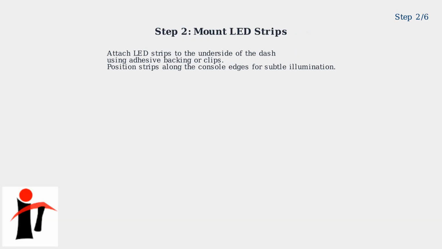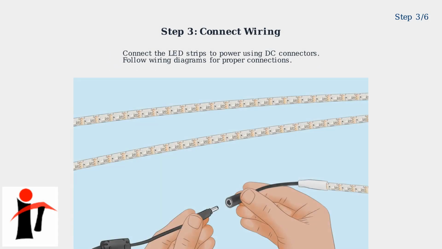Next, mount the LED strips. Apply them to the underside of the dashboard using the adhesive backing or provided clips. Position the strips along the edges of the center console to ensure even, subtle lighting that won't interfere with driving visibility. Now connect the wiring.